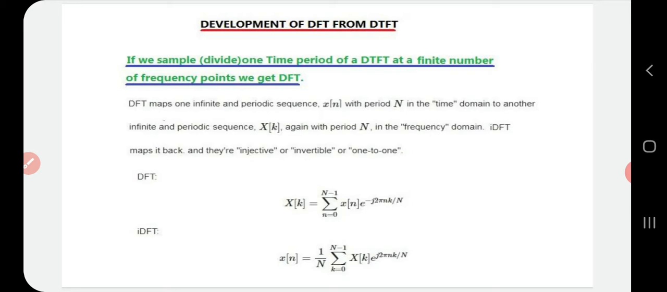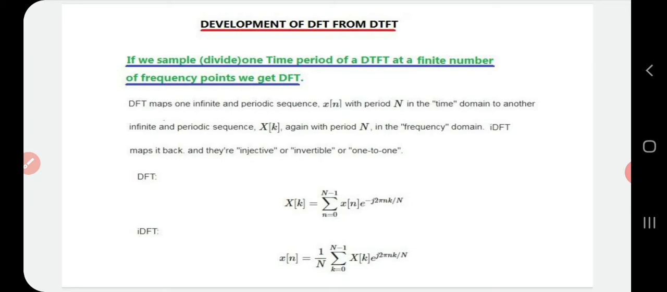Now the topic for the day, that is the development of DFT from DTFT. The first sentence is a highlight: we sample or divide or split one time period of a DTFT at a finite number of frequency points, and we get DFT. So this is how DFT is obtained from DTFT, that is by sampling at a finite number of frequencies.